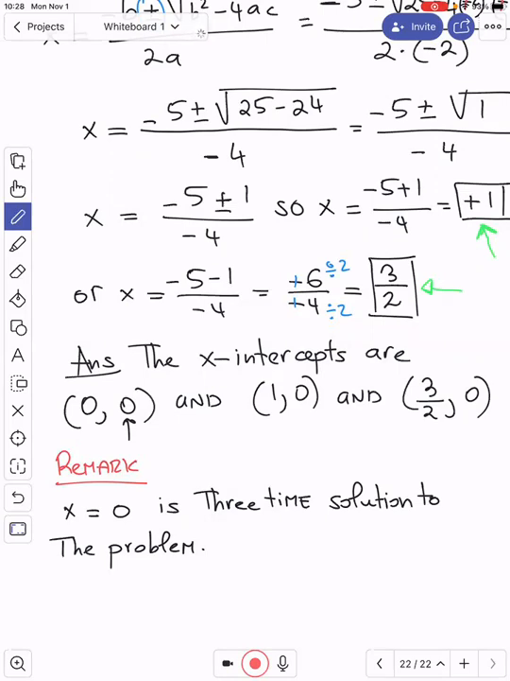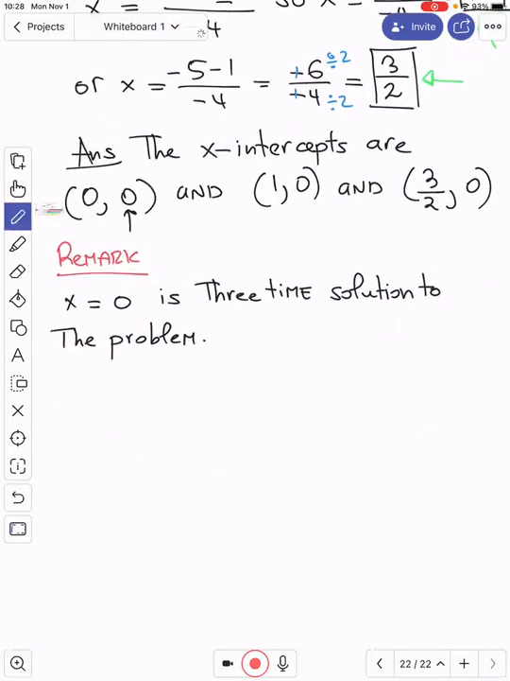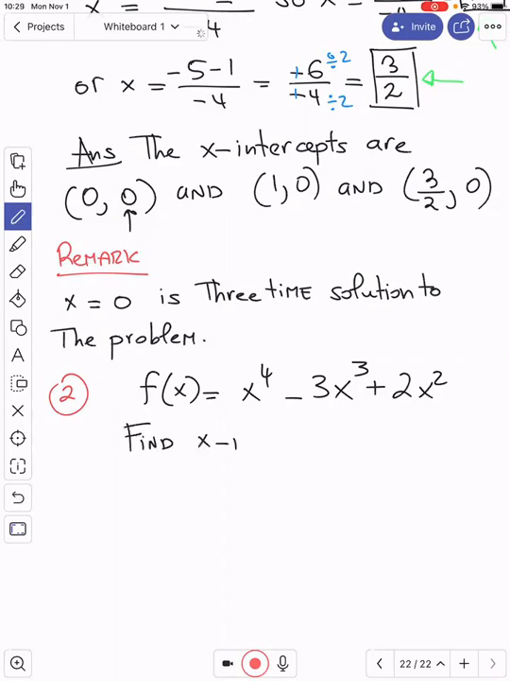All right. I think we had another function f with x to the 4th. Yeah, so number 2, I think we had x to the 4th minus 3x cubed plus 2x squared, right? If I'm not mistaken. And again, the question is to find, as usual, the x-intercepts.